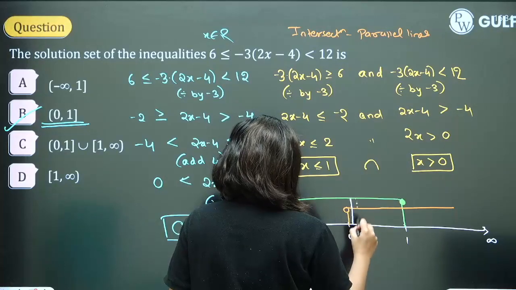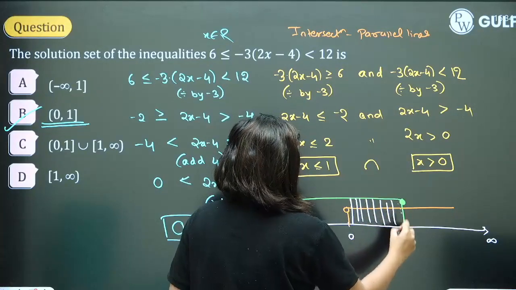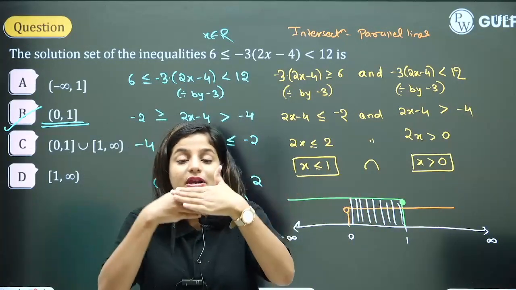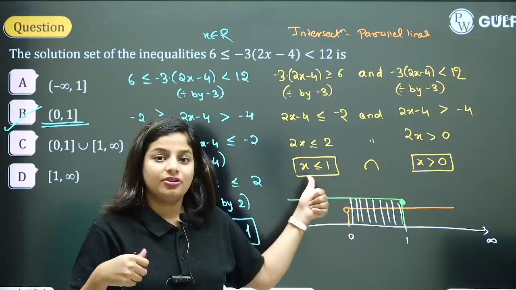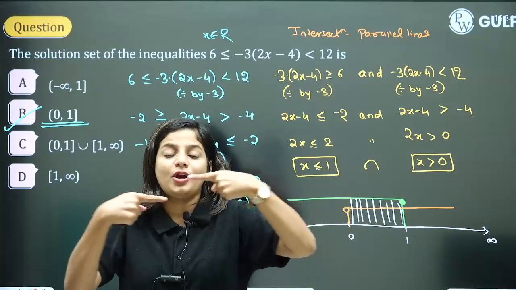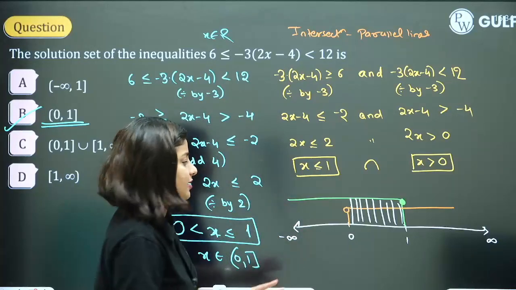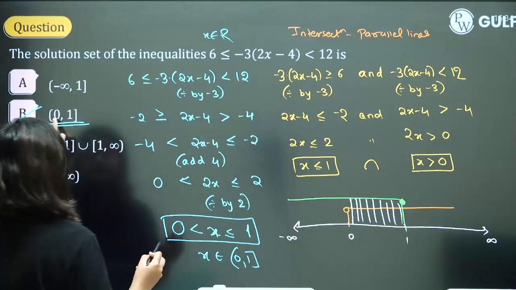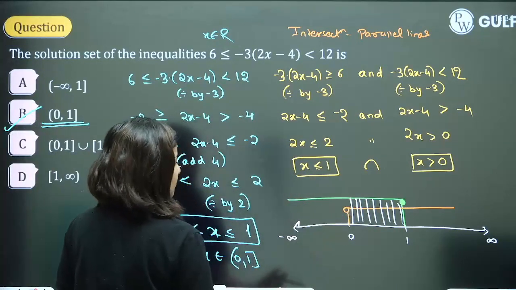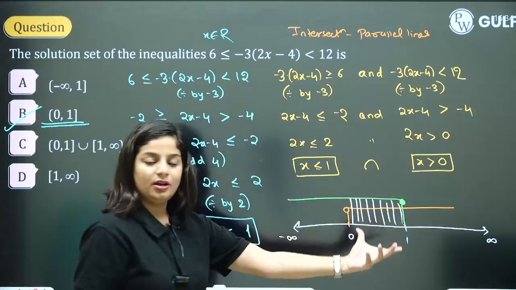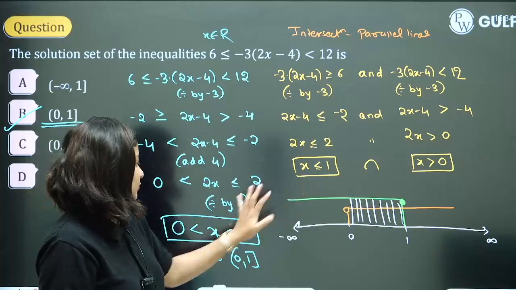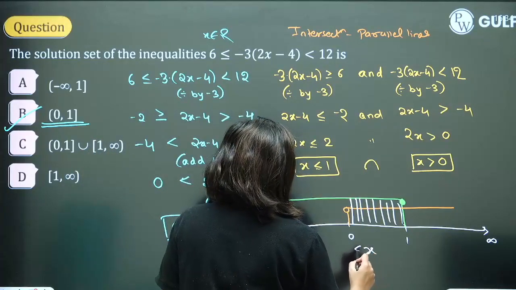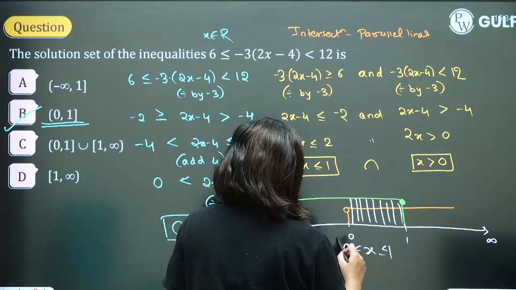And so the solution is lying between 0 and 1. Wherever the solutions intersect, wherever both the solutions will meet. First solution green, second solution orange. Wherever green and orange are parallel, that will be the solution area. Can you see 0 not included, 1 included? That means the solution is 0 to 1. Combination of both, all combined together. x is greater than 0, less than or equal to 1.